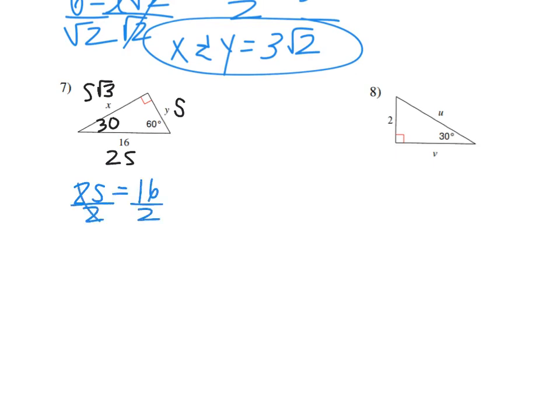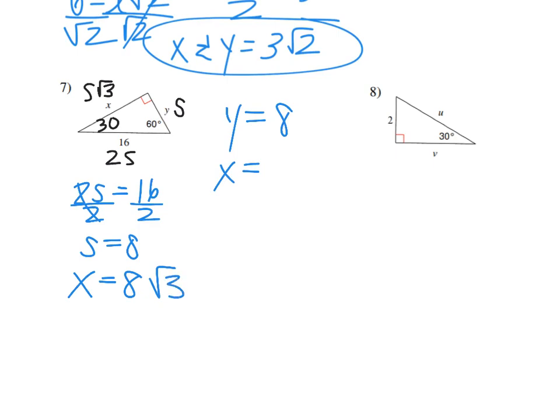Again, if you don't have the short leg, that's always the first thing you find. So I have my short leg is equal to 8. So y equals 8. Now, in order to find x, it's just the short leg times root 3. So x is equal to 8 root 3.